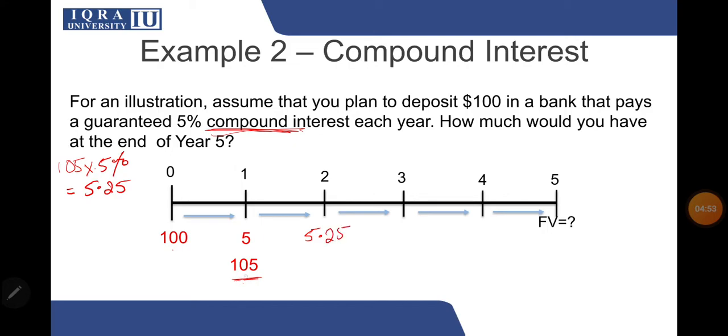Now you will add 105 plus 5.25, so your account balance will be 110.25. Again, you will not get interest on this 100, neither will you get it on this 105. Now your account has 110.25 at the end of the second year. So at the end of the second year, you have this much amount.